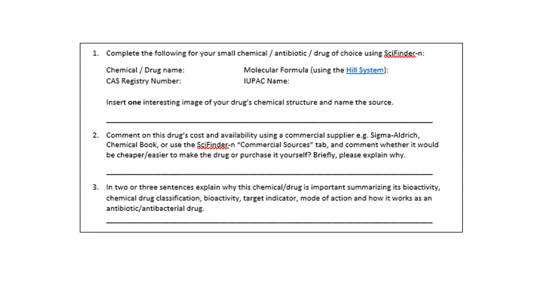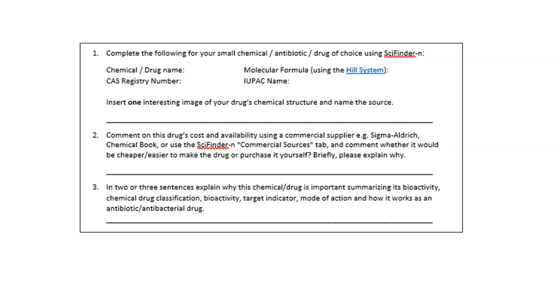First question. Complete the following for your chemical, antibiotic, your drug of choice from SciFinder-n: the name, the CAS registry number. That's how you see it. CAS registry number, which is a number dedicated to this particular chemical compound. The molecular formula, the IUPAC name. It's hard to determine whether it is or not because I'm not an expert, but it should be given to you. And one interesting image, your drug or your compound from SciFinder-n or another compound, something that you think looks neat as well.